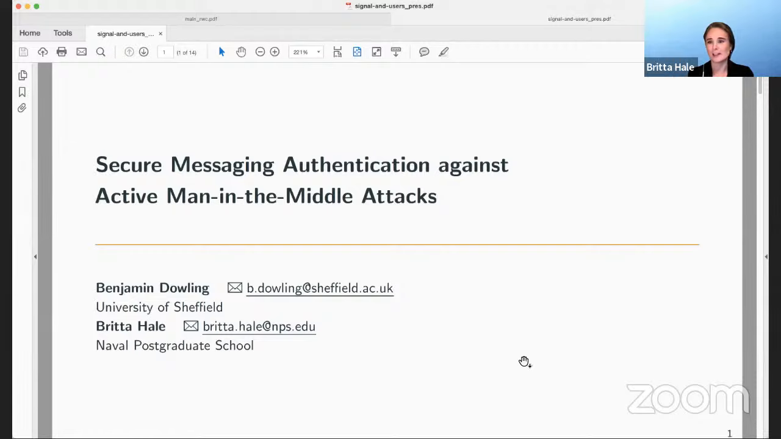Secure messaging has gathered quite a bit of attention in the last several years due to its ability to support asynchronicity, as well as some post-compromise features such as forward secrecy and the ability to heal from a passive attacker. And this work will look at the active attacker case. This is joint work with my co-author, Benjamin Dowling.